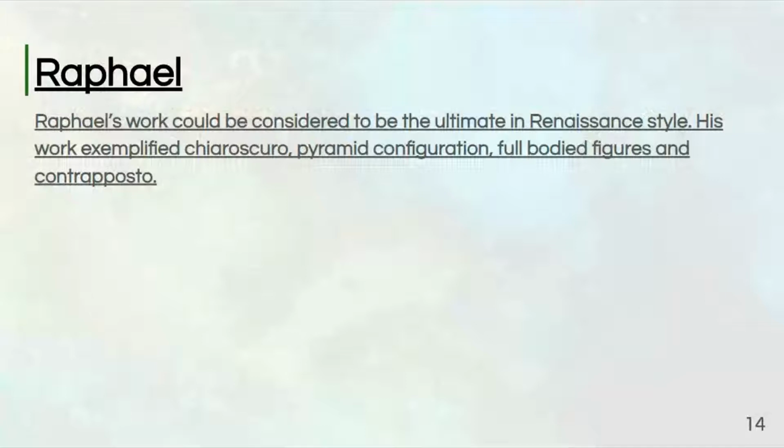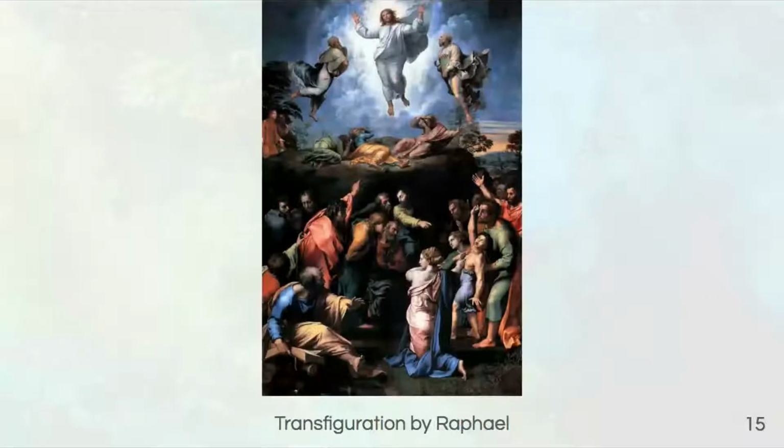And we're going to keep moving very quickly. Again, high points of the movement here. Let's talk about Raphael. Raphael can be considered the ultimate in Renaissance style. He had a lot of chiaroscuro, a lot of pyramid configuration. He had these very lush, full-bodied figures and contrapposto in his works.